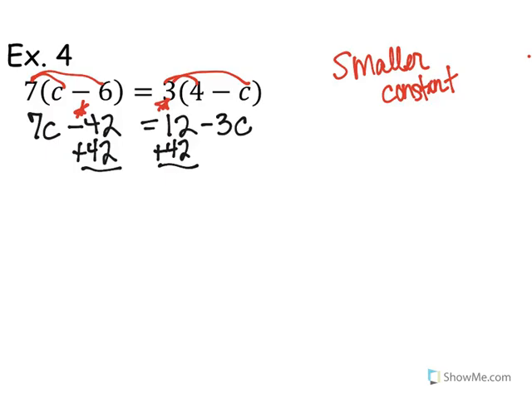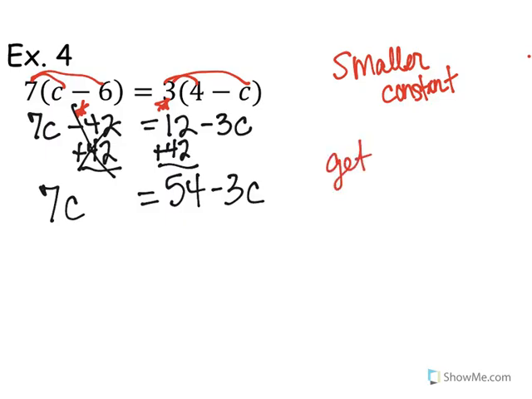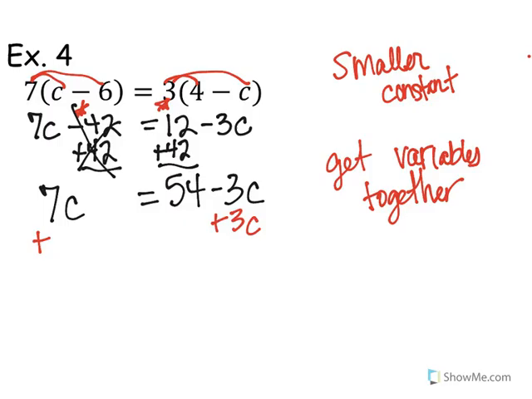C. C. Do you see? 7C is left on the left. 12 plus 42? Okay, 54 minus 3C. Next step, get the variables together. Add 3C. Sound good? Okay.